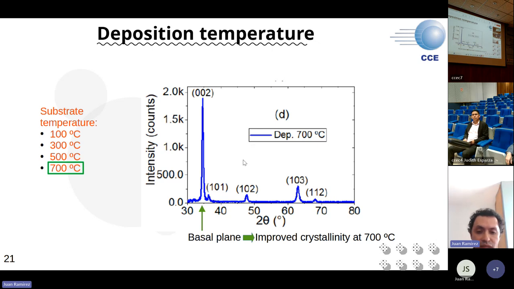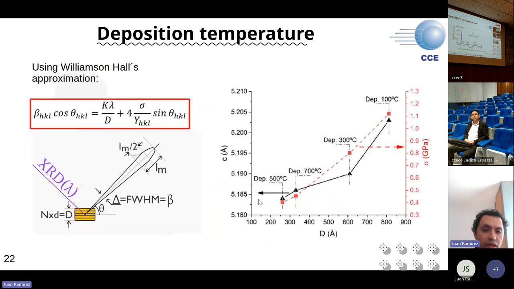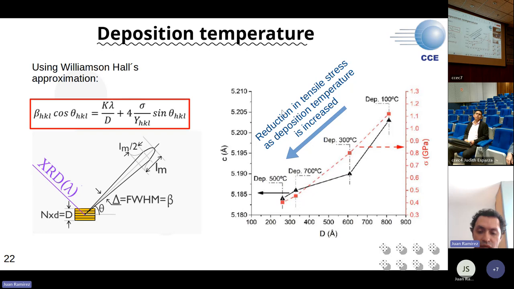And this is the basal plane. This indicates the improvement of crystallinity at 700 Celsius degrees. And when we use these peaks for each sample deposited at different temperature, we can obtain this graph that I am showing on the right of the slide. And when the temperature is incremented, it produces a reduction in tensile stress as the deposition temperature is increased.